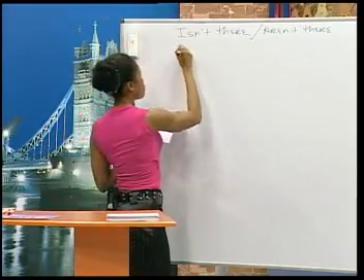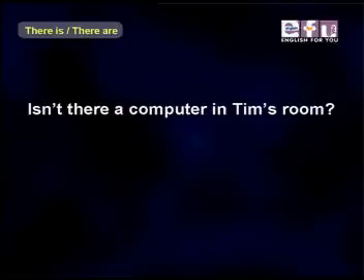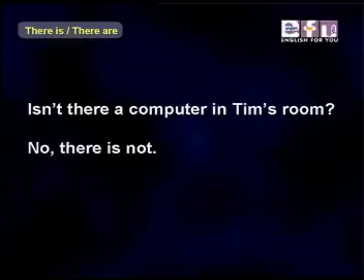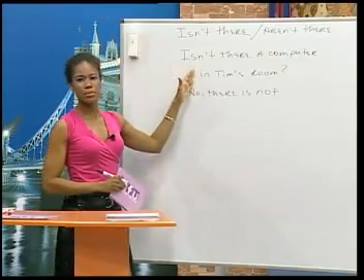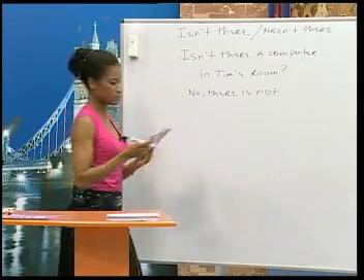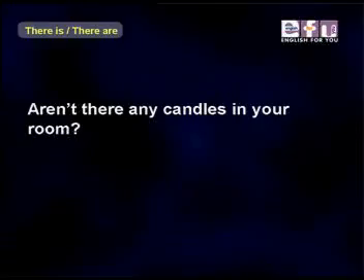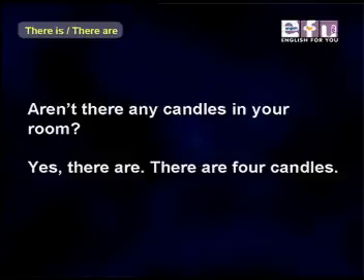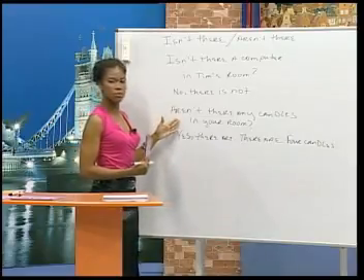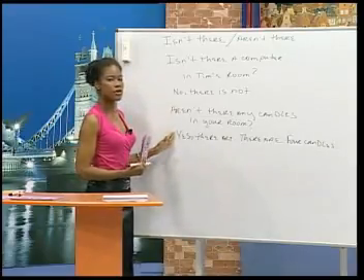Here are some examples. Isn't there a computer in Tim's room? No, there isn't. No, there is not. Next example. Aren't there any candles in your room? Yes, there are. There are 4 candles.